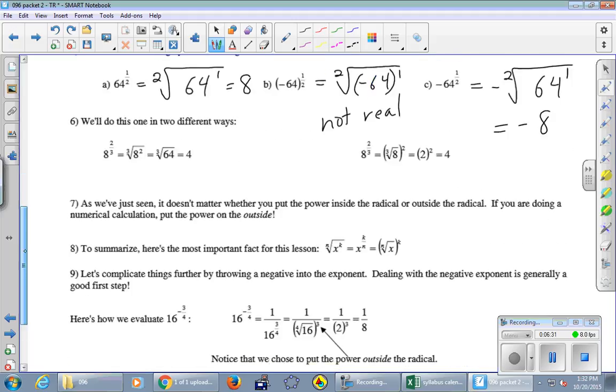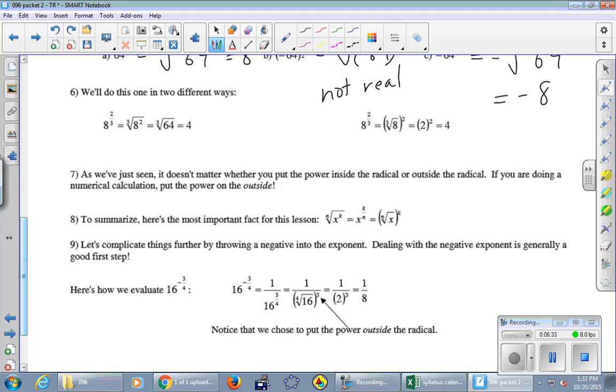Okay, in number 6, it talks about doing one problem in 2 ways. We'll just take a look at it. 8 to the 2/3. Brand new power, 2/3 as a power just means there's a radical. Is that 2 the index or the power? That's going to be the power, and the 3 is the index. So this is really cube root of 8 to the power of 2. That's the cube root of 64, which is 4.